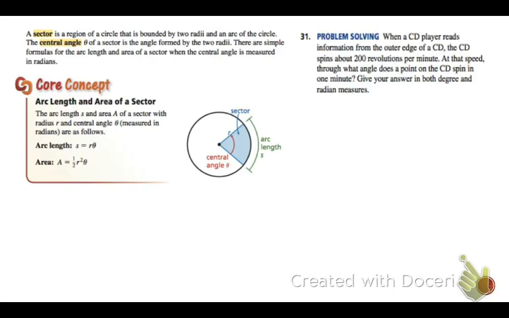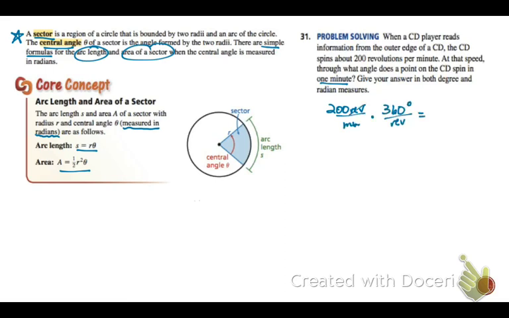For arc length, we have S, which stands for arc length, equals r, the radius, times theta. And for area, it's the area equals 1/2 radius squared times theta. One of the important things is that the angle is measured in radians. All right, so read that problem, and my writing has already started, but let's talk through it.